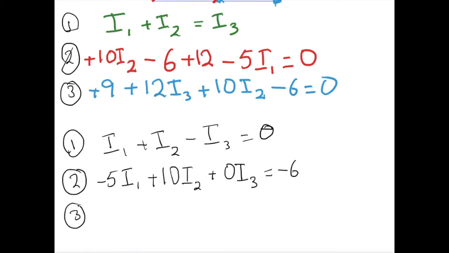And rearranging the third equation, I get 0 I1 plus 10 I2 and I have 12 I3.